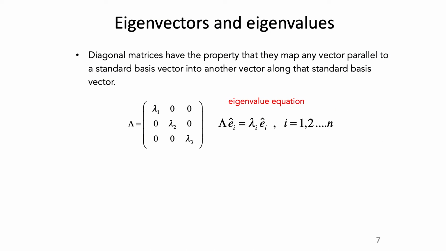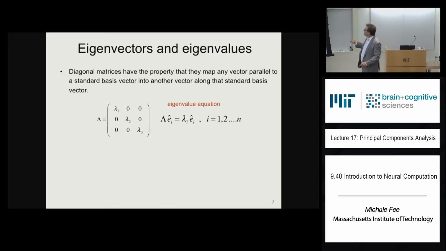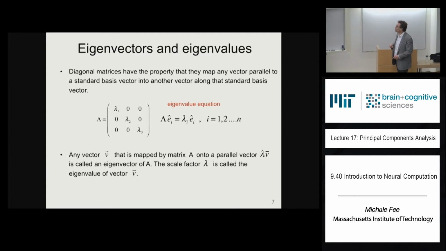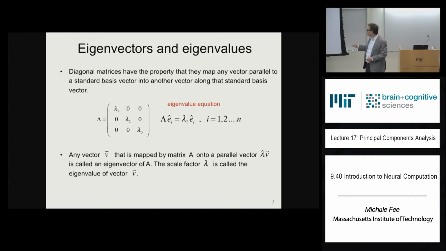That equation is called the eigenvalue equation. It describes a property of this matrix lambda. So any vector v that's mapped by a matrix A onto a parallel vector lambda v is called an eigenvector of this matrix.